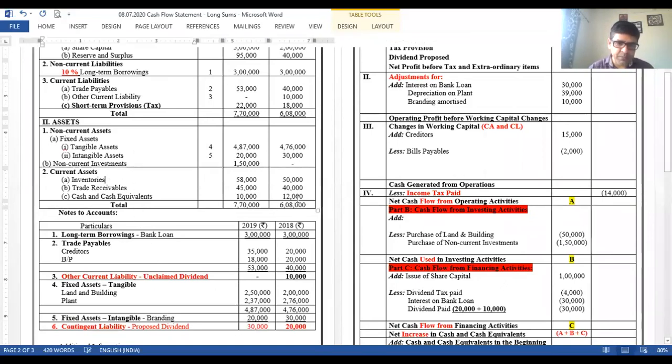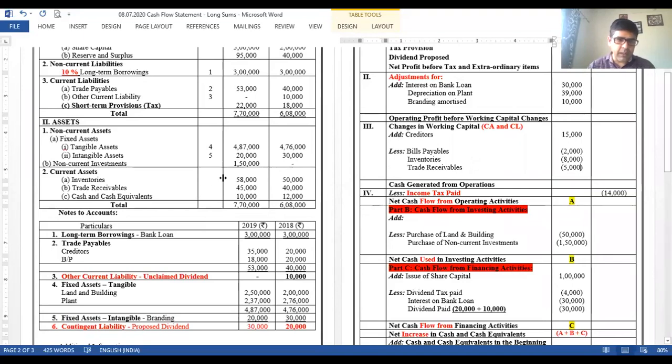Now inventories. Inventories can be seen as 50,000 to 58,000, right? 50 to 58. It has increased. Increase in asset is outflow, but being a current asset it has to go to working capital, third part. Okay. Asset increases, outflow. Inventories, outflow, 8,000. Okay. After that, trade receivables, 40 to 45. It has increased. Again, increase in asset shows outflow. Let us put it over here again. Trade receivables, 40 to 45, 5,000.